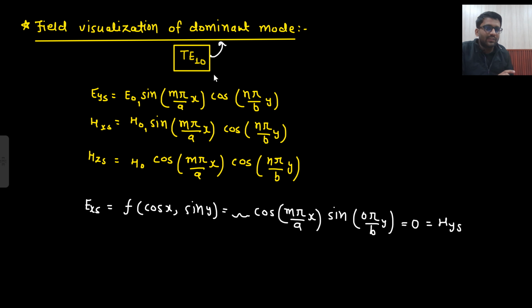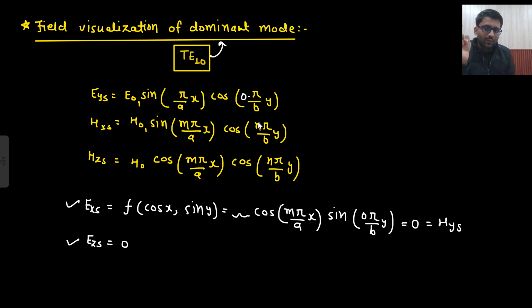And since it is a transverse electric mode, EZS will also be 0. So in the electric field, EXS is 0, EZS is 0. What will remain? Only EYS will remain. And the value of m is 1. What is EYS? EYS is a function of sin x cos y. So sin of m pi by a into x, but the value of m is 1, and the value of n is 0.